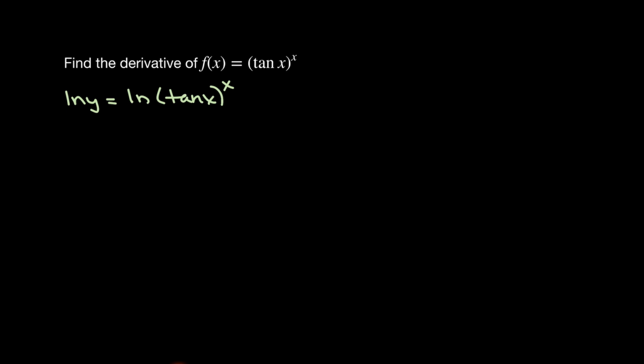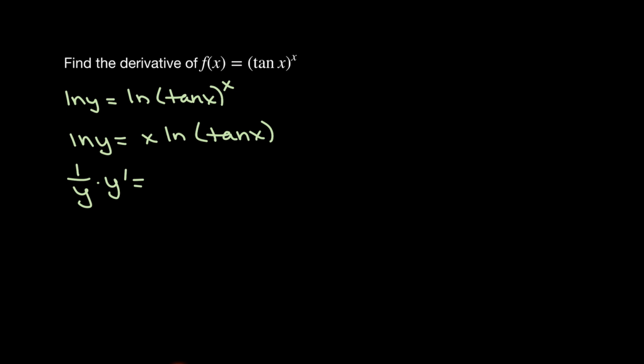So I'm going to start this problem the same way I did the previous one. I'm going to take the log of both sides, and then I have a property that says we can take that exponent. So I've got natural log of tangent of x. I'm going to take that exponent and move it in front. So x times ln tangent of x.